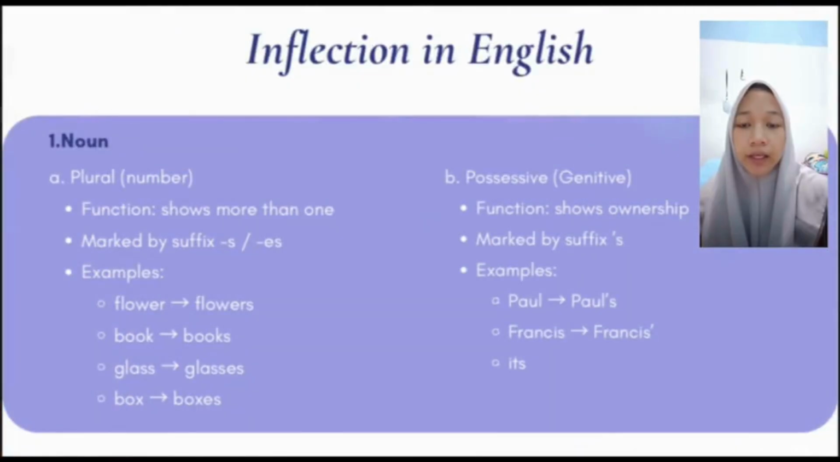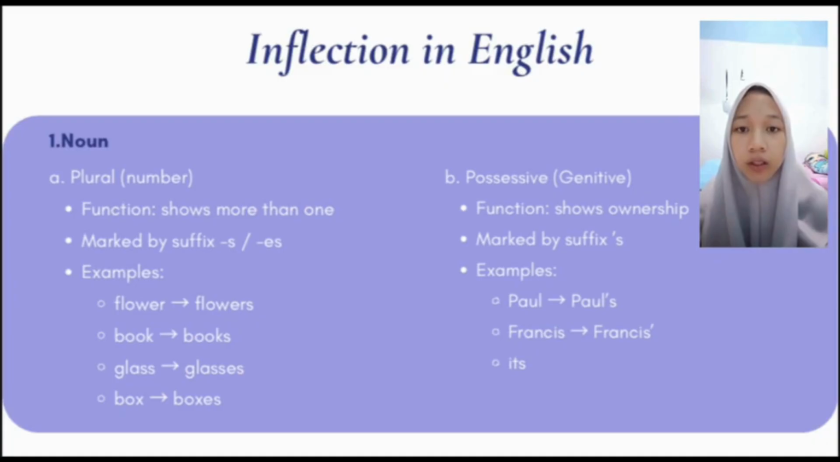Okay, the next point is inflection in noun. English nouns are inflected for number to show singular and plural forms. The plural form is usually marked by the suffix s or es at the end of the word. For example, flower becomes flowers and book becomes books. For nouns ending in certain sounds, es is added, such as glass to glasses and box to boxes. The meaning changes to more than one, but the word remains a noun.